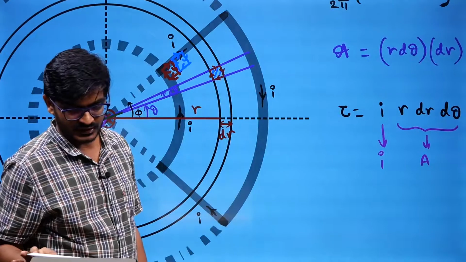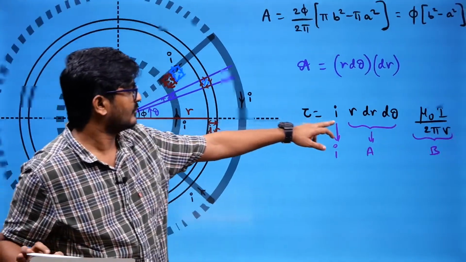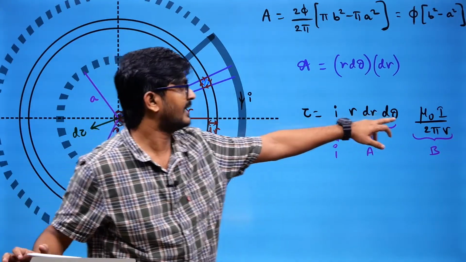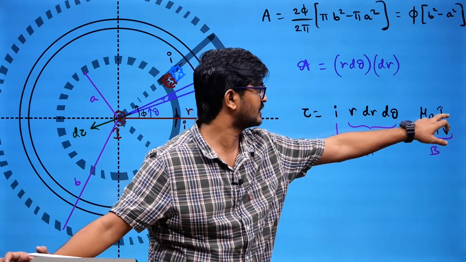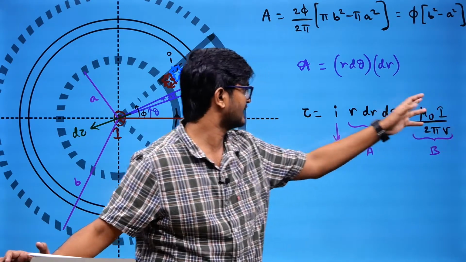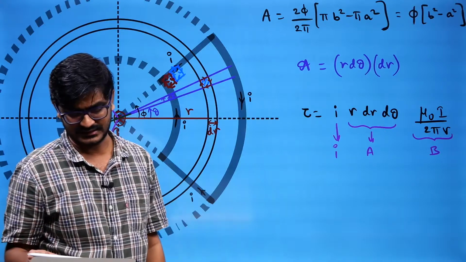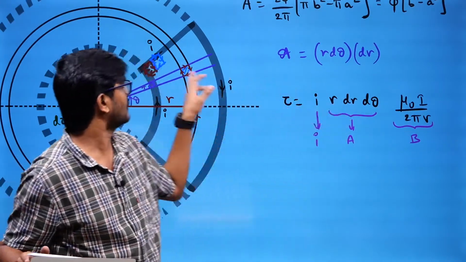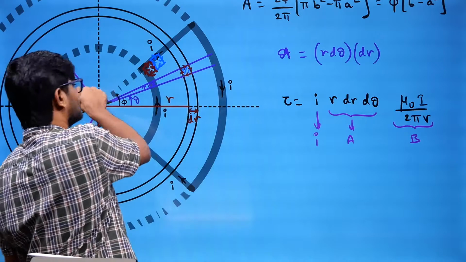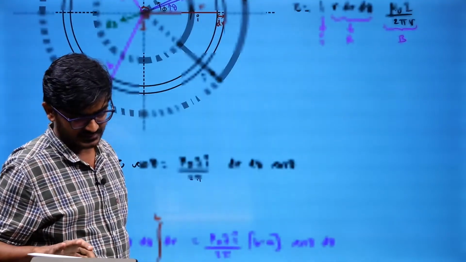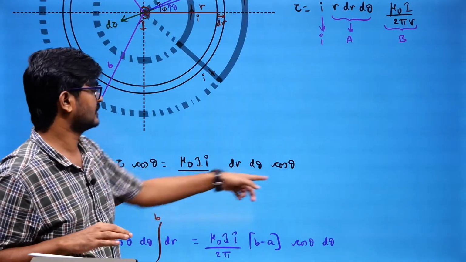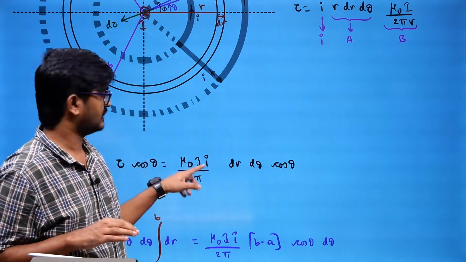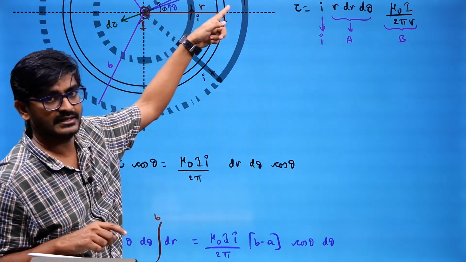So the torque on that small element is going to be magnetic moment I times that area times the magnetic field there, which is mu naught I naught over 2 pi r. I have taken small I, capital I, that you can replace in the end. But I need its horizontal component, so cos theta. So this is going to be the net torque along the horizontal component for that element.